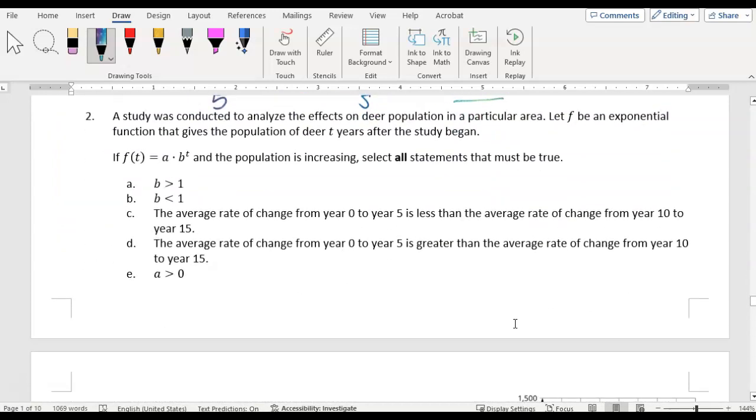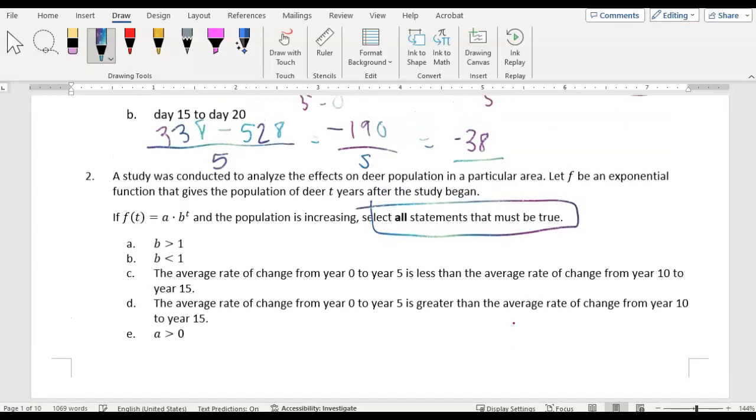All right, number 2, a study was conducted to analyze the effects of a deer population in a particular area. Let f be an exponential function that gives a population of deer t years after the study began. Select all statements that must be true. So if we're looking at an exponential function and we have this information, which of these statements must be true?